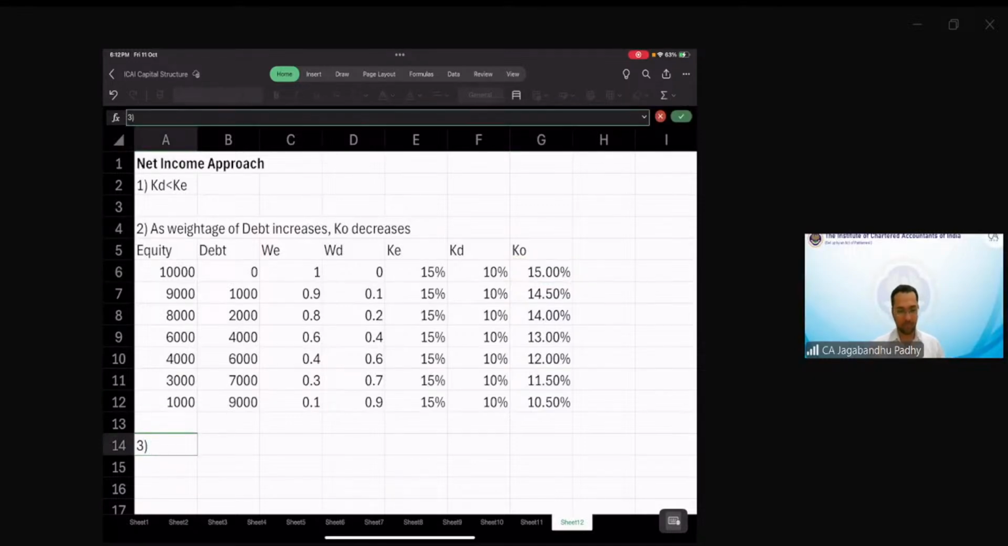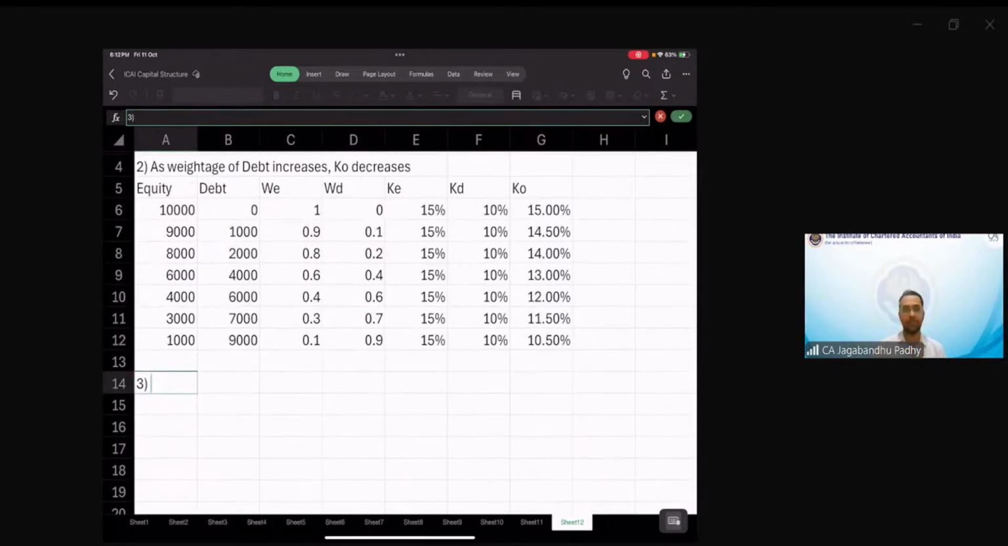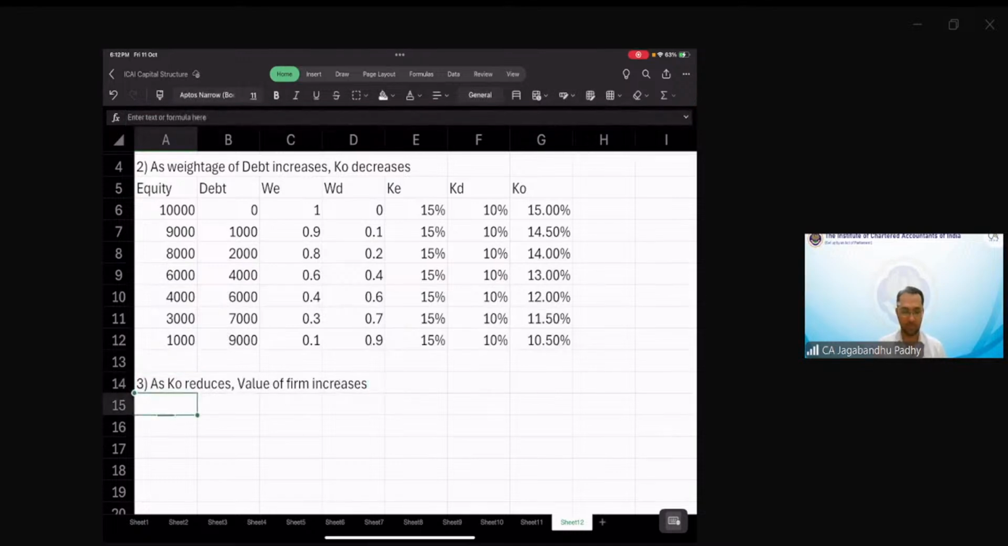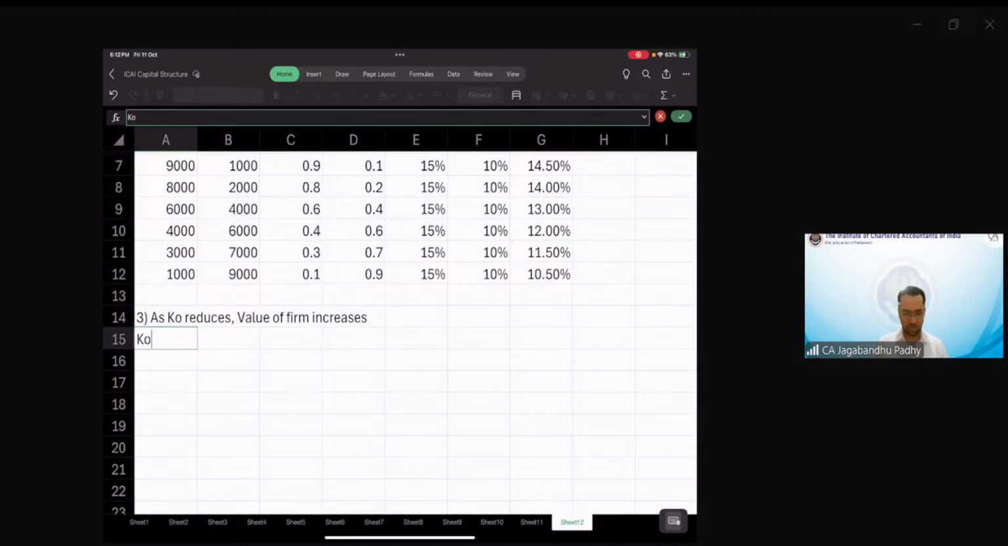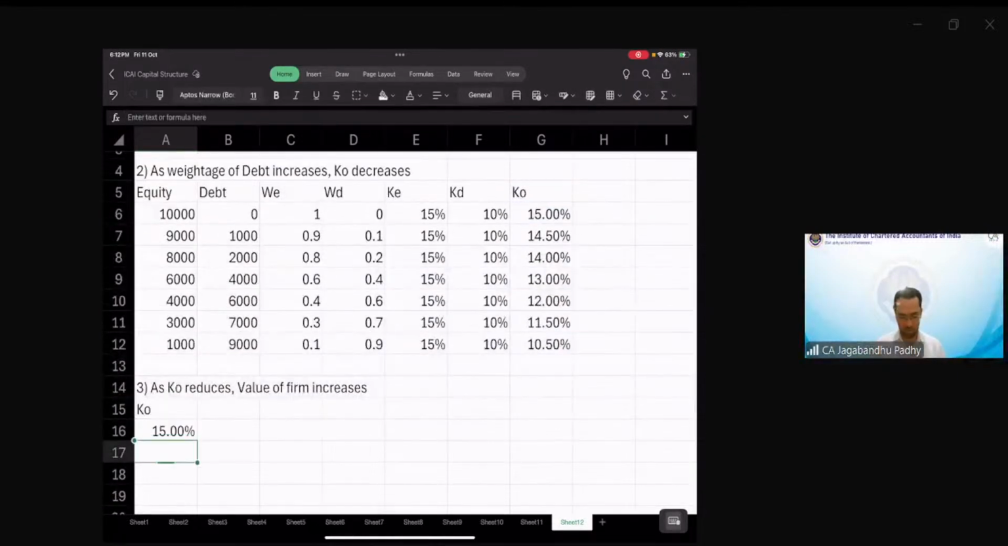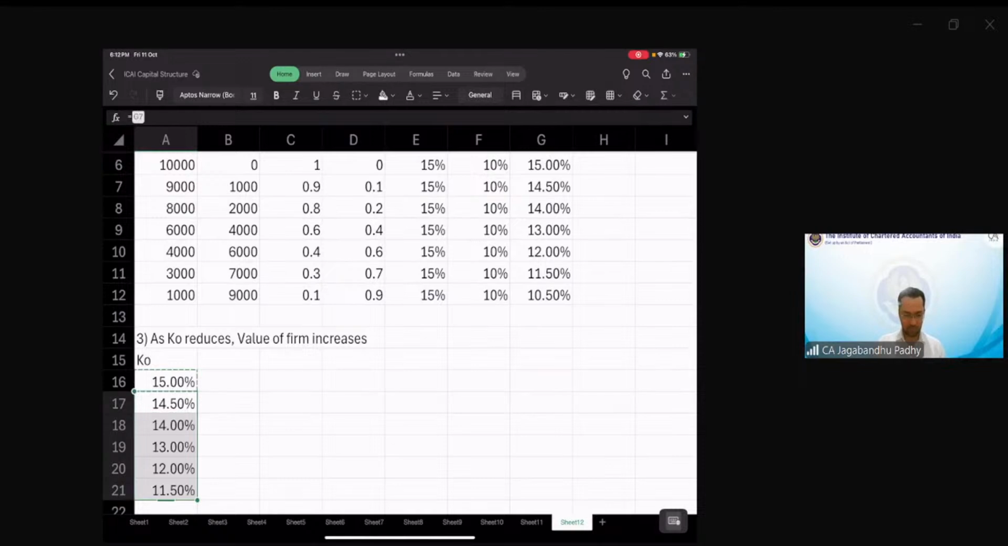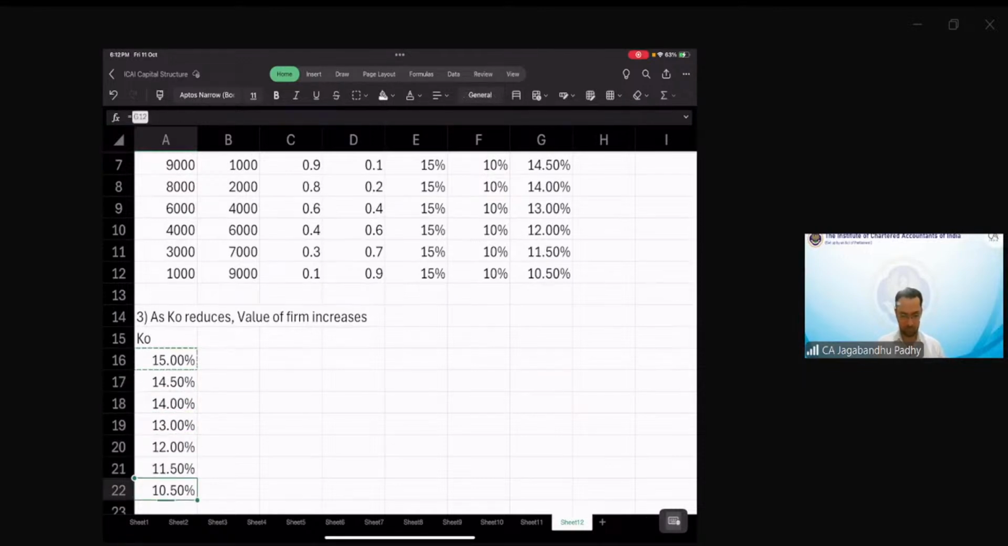Then point number 3, we can say as KO reduces, value of firm increases. Okay. So we have a range of KOs available here. Just to demonstrate you, we have a range of KO or overall cost of capital available over here. Now, how do we get the value of the firm?